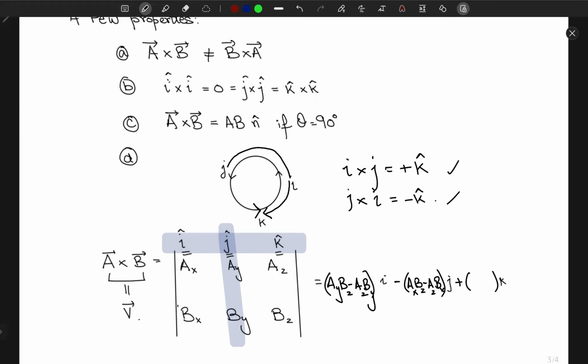Likewise, you would do the same thing for K as well. To compute the K part, you forget the entire column that contains K, and you forget this row, and then you compute the determinant of what's left. So that's AX BY minus AY BX.